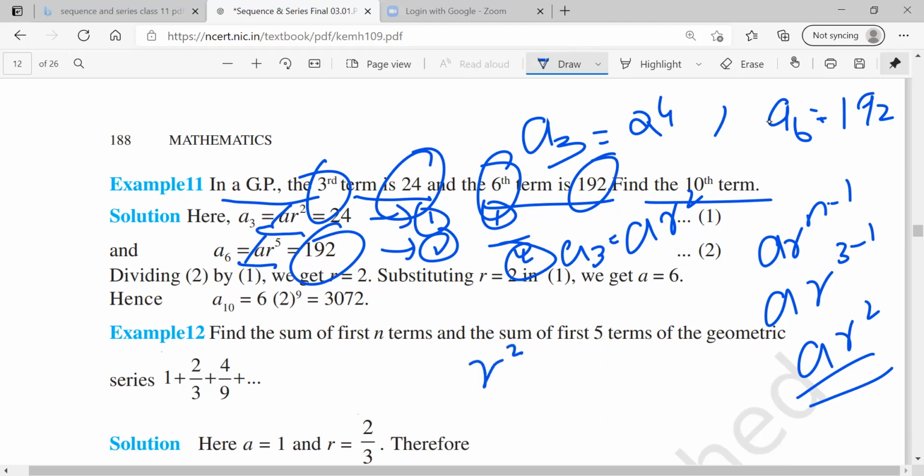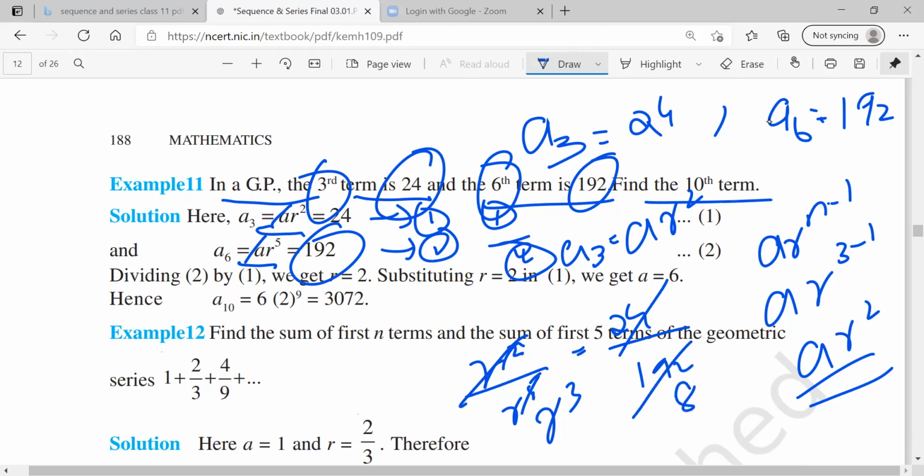R square by R power 5 is equal to 24 by 192. So here also we can cancel R square. R cube will come here. Correct? 24 and 192. Yes, 24 8s are 192. So R cube is equal to 8. Again, how am I getting this as 192? Because 24 4s are 96. I know 96 plus 96 is 192. Okay, so R cube is equal to 8. So R is equal to cube root of 8. That is nothing but 2. R is equal to 2, you got the value.